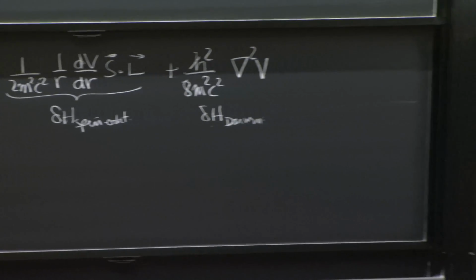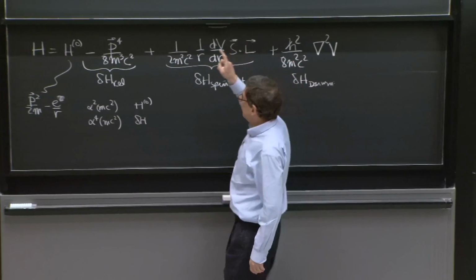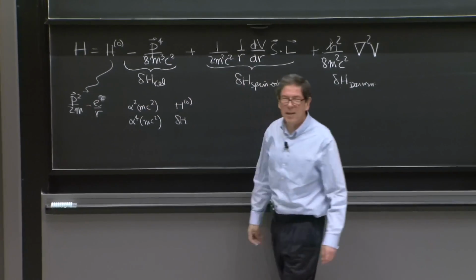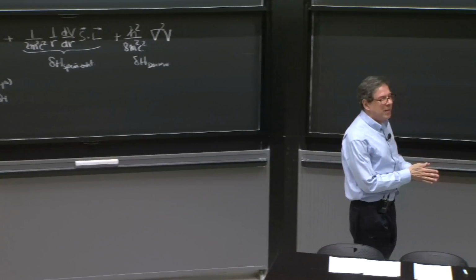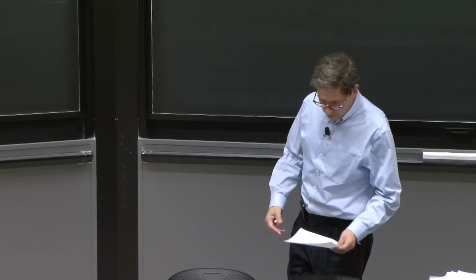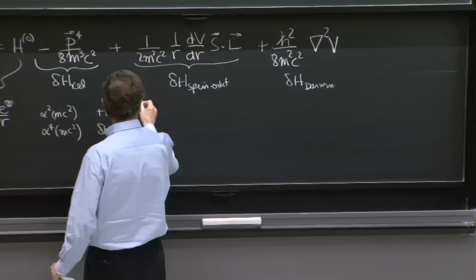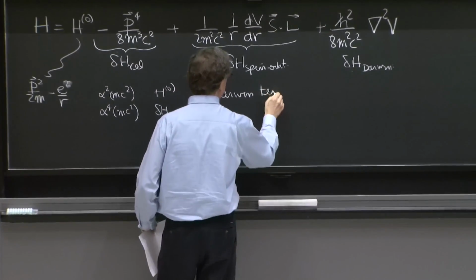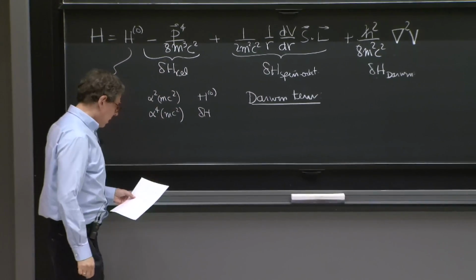So we'll begin with the Darwin term, then we'll turn to the relativistic term, then to the spin-orbit term, and by the end of today's lecture, we'll put it all together. So that's our plan. So let's start with the Darwin term. What is this term? And we'll try to evaluate it.